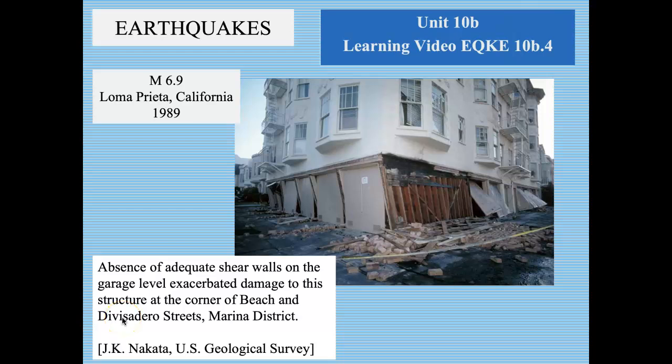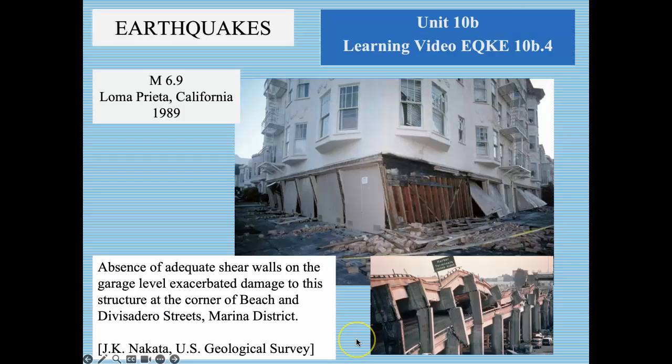This video is going to cover how we measure the size of earthquakes. I have a photo here from an earthquake in 1989, a magnitude 6.9 earthquake in Loma Prieta, California. And as described in the caption here, the wall support was inadequate to handle the shaking that occurred, and this building failed pretty dramatically. This earthquake also collapsed part of a freeway.